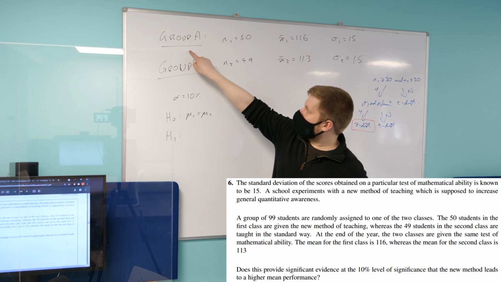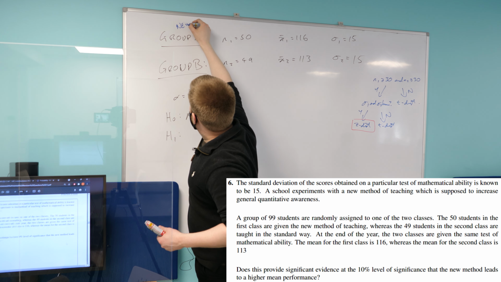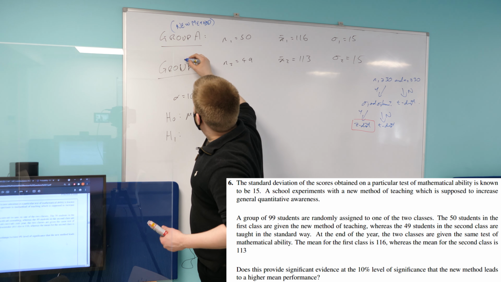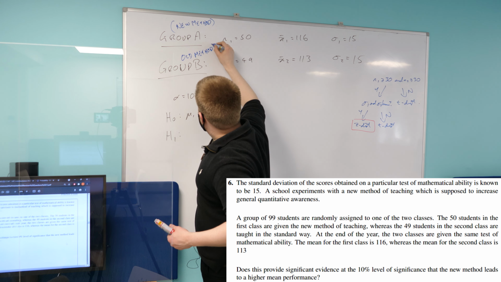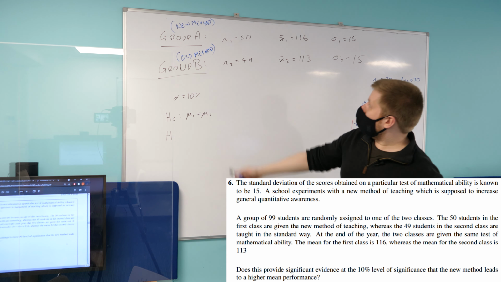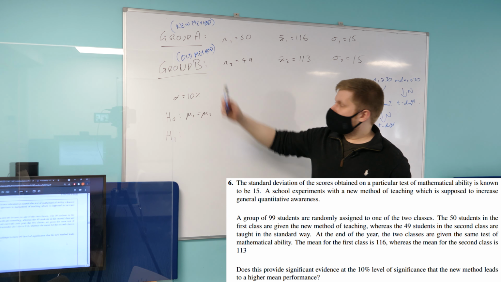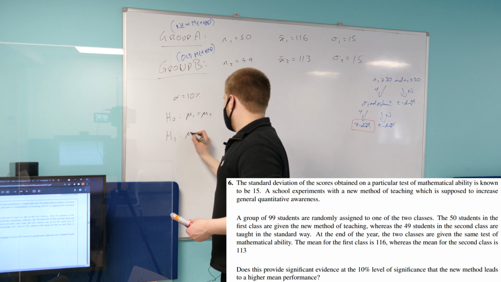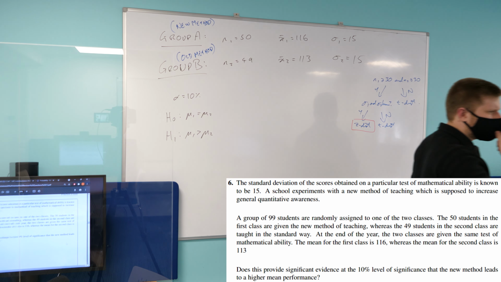So if this is the group with the new method, actually I'll just write in here, this is the new method, and this is the old method, just to remind ourselves. What it's literally asking for is we want to establish, is this group got a higher mean than this group? That's what we want to test against. So mean 1 is higher than mean 2. Does that make sense? Yeah.